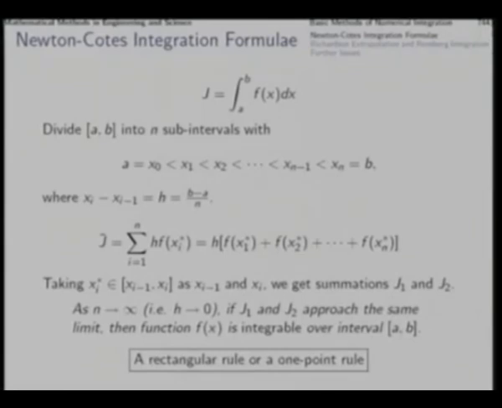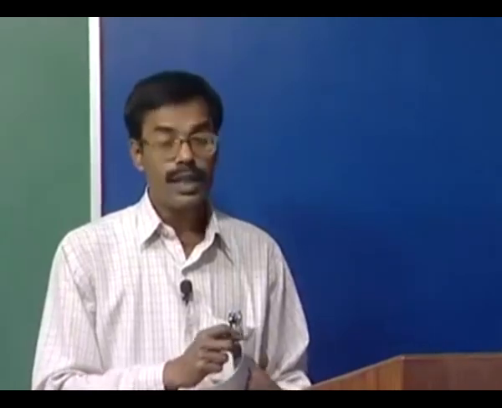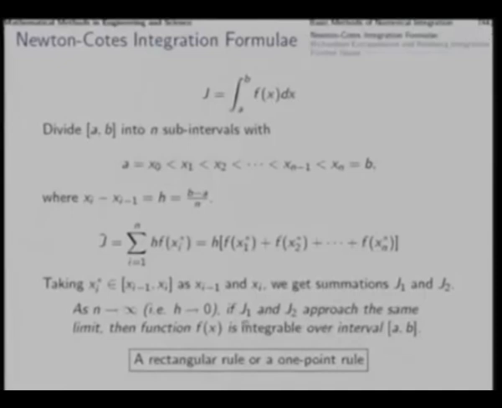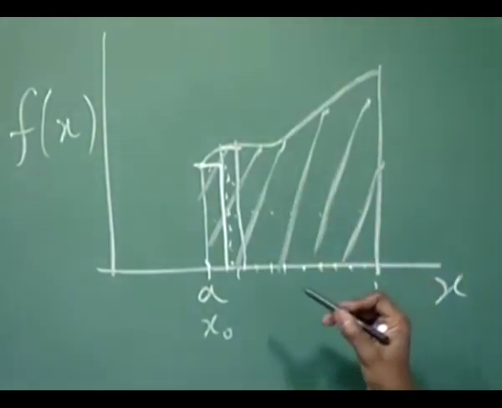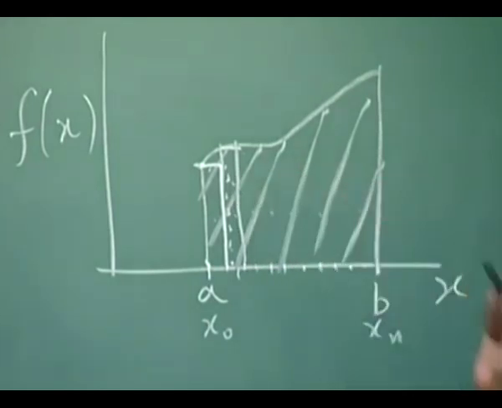That is, if the two summations approach the same limit as n tends to infinity and h tends to 0, then we say that the function is integrable, and the common limit to which these estimates approach is the integral. So, this is how you define the integral as a limit of a sum. Apart from giving the definition, this also gives us a rule for conducting numerical integration, and that rule can be called a rectangular rule or a one point rule. Why rectangular? Because it is the sum of rectangular elements. And why one point? Because in every subinterval we are considering a single point.